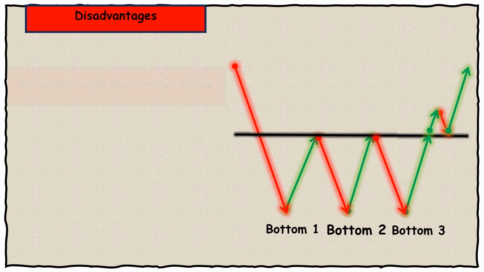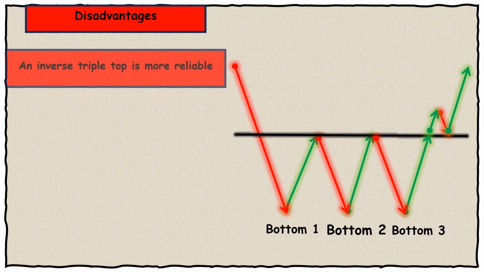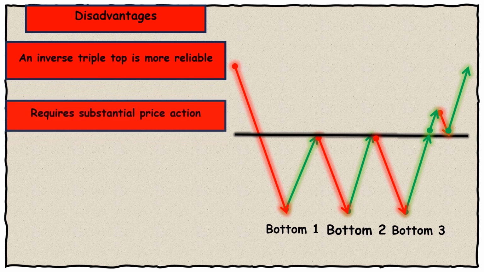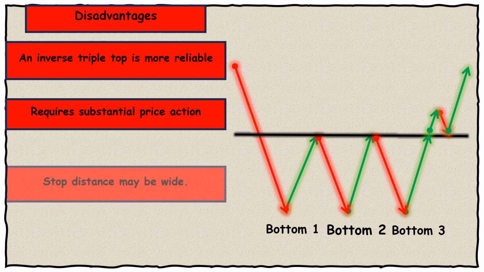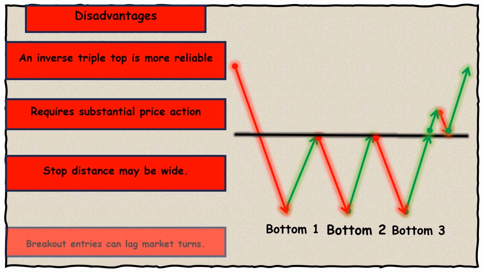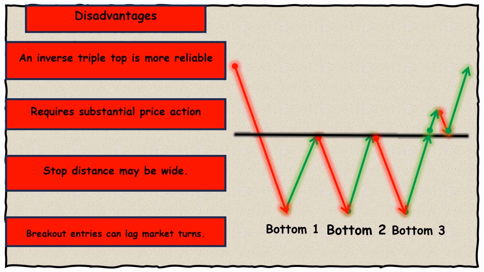Disadvantages. Inverse triple top is more reliable. Requires substantial price action. Stop distance may be wide. Breakout entries can lag market turns.